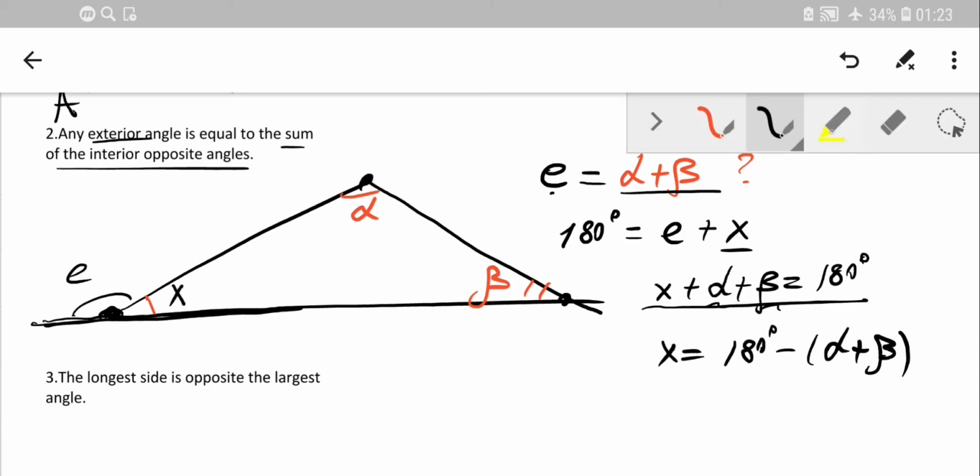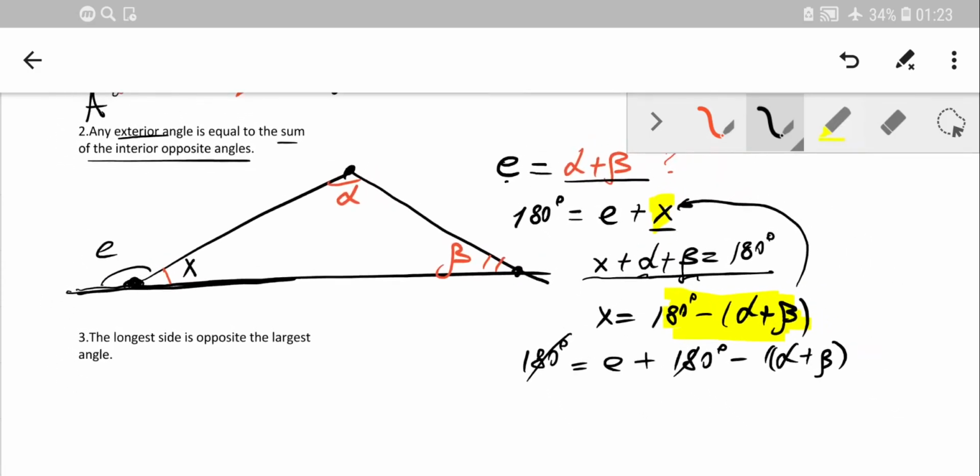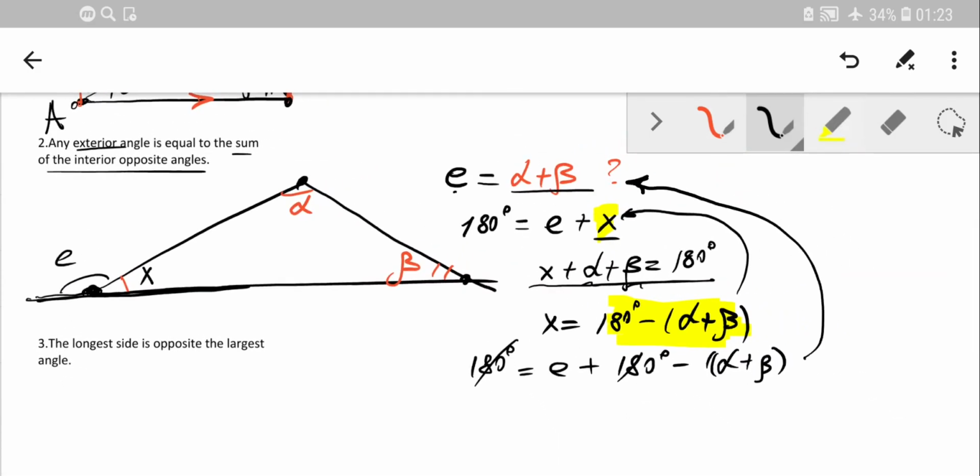If we plug this right part of the expression in instead of X, we will have the following: 180 equals E plus 180 minus (alpha plus beta). And the 180 will cancel, so we come back to what we were supposed to prove, because E is simply alpha plus beta. So okay, we've done this also. Perfect.